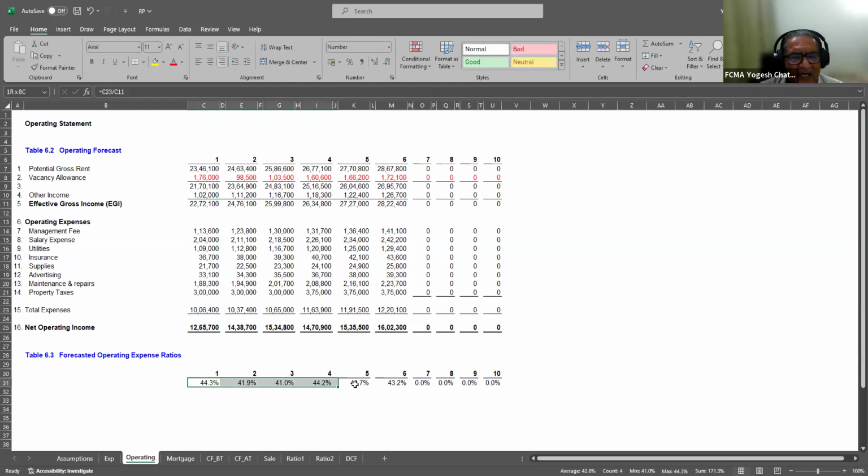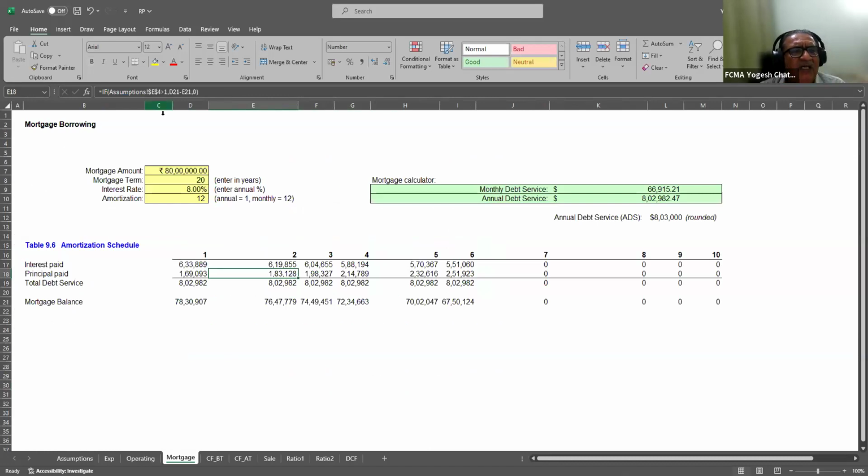So that is in the range of around 43%. So you can make a control here, expense and cost control, through this ratio. This will reflect the total operating expenses as compared to effective gross income. So that is in the range of around 41 to 44%.